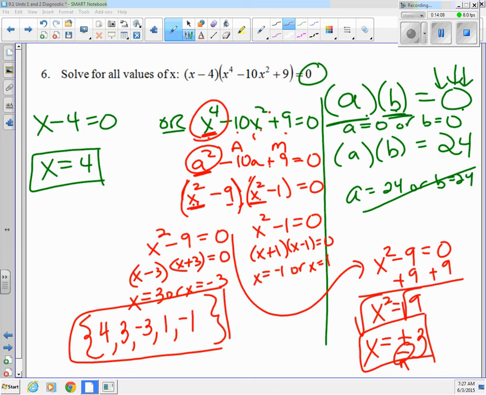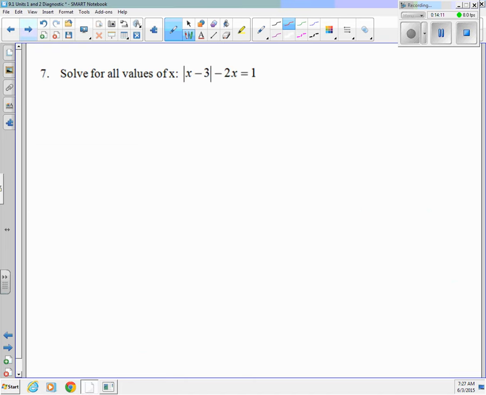Okay, number 7. So we want to solve for all values of x. We have the absolute value of x minus 3 minus 2x equals 1. Key right now is we need to get that absolute value by itself. So I'm going to add 2x to both sides.